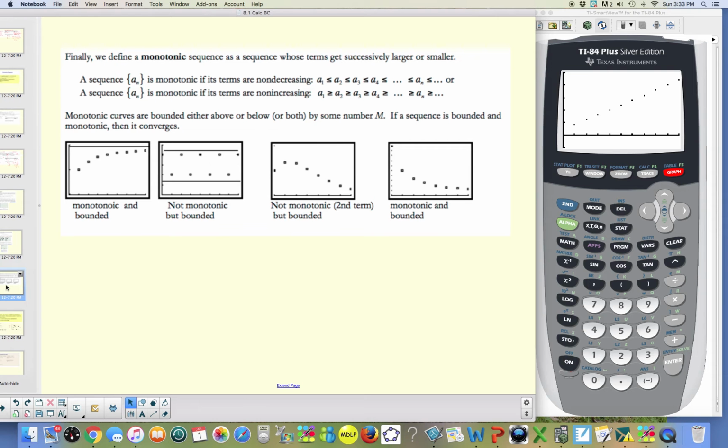The next one is non-monotonic, oscillating back and forth between 2 different values. The next one is non-monotonic because it increases and then decreases. The last one is monotonic and bounded. This time it has a lower bound instead of an upper bound like the first one.